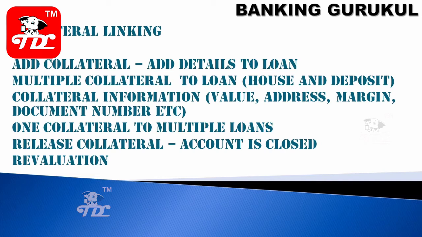So this collateral will be added to the loan account. Second will be multiple collateral to loan account, because my collateral is not sufficient, I can give one more collateral. If I am taking a housing loan, my house is not sufficient to cover my loan amount, I can give a deposit. So in this scenario, multiple collaterals means house and deposit will be linked to my loan.